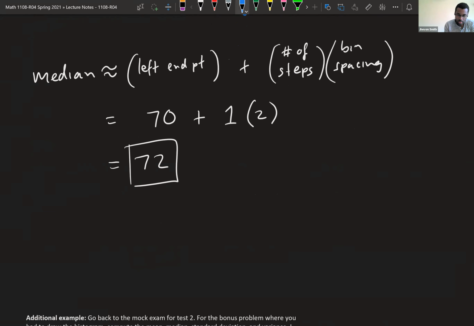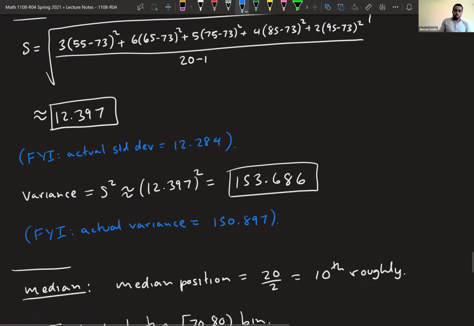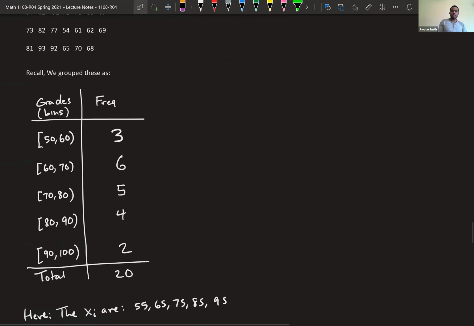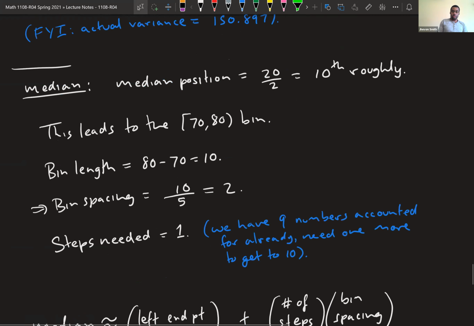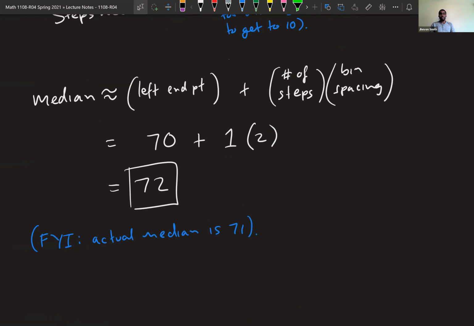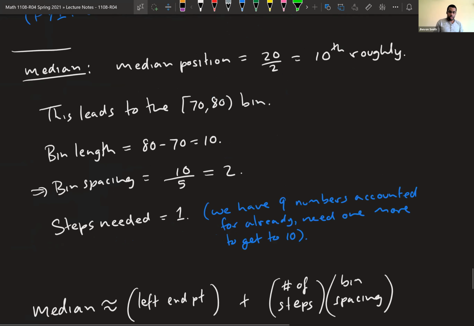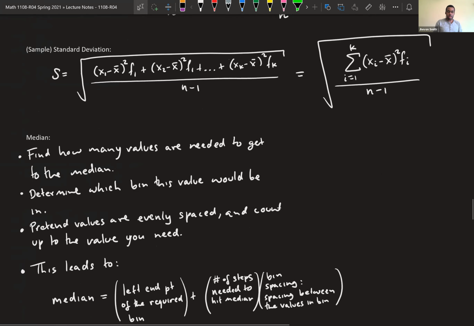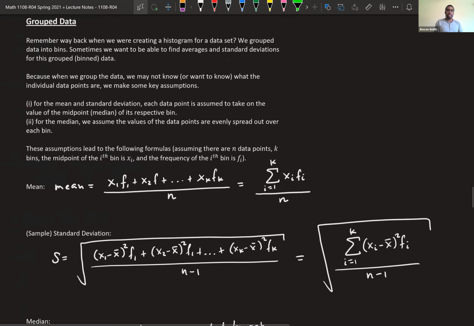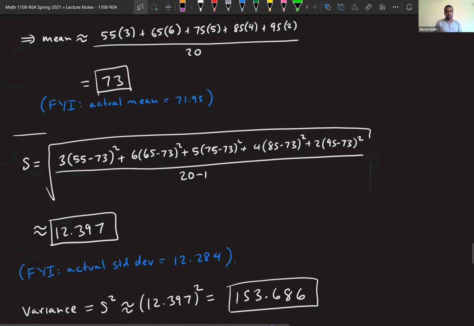FYI, the actual median is 71. So we're approximating this without even knowing what the specific values are, and we're getting numbers close to the actual values, which is the power of these formulas. You don't have to know why the formulas are the way they are, but hopefully that convinces you that they can work reasonably well.